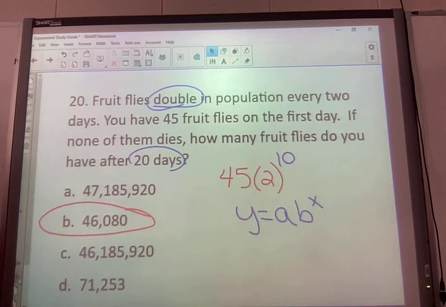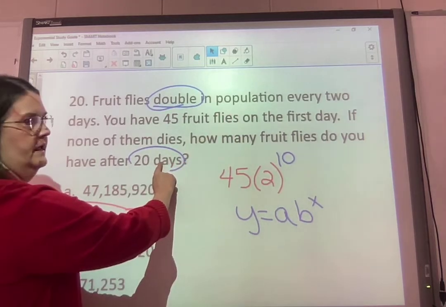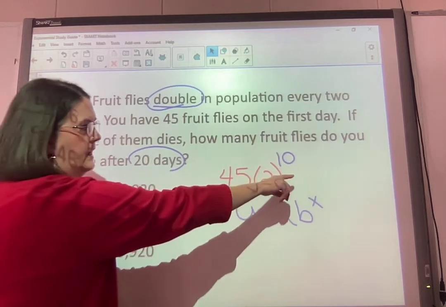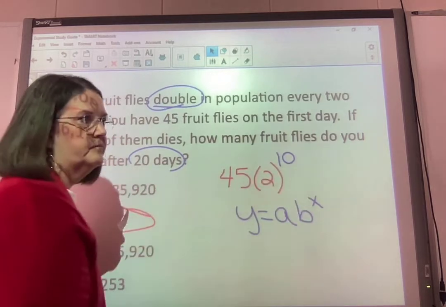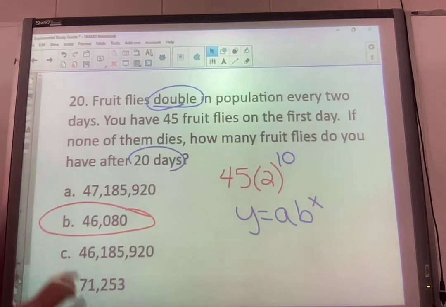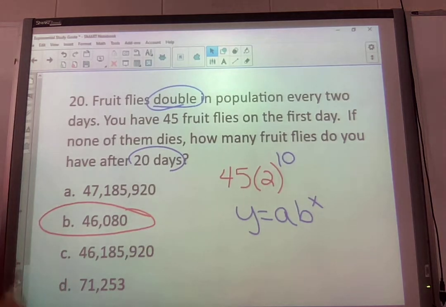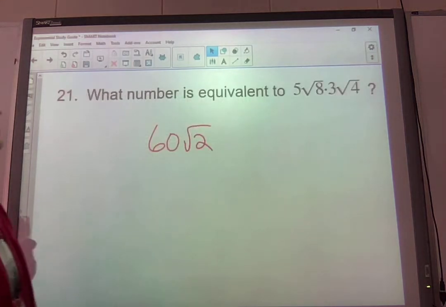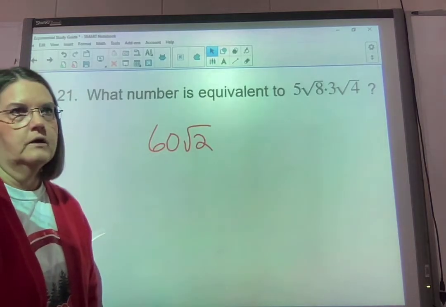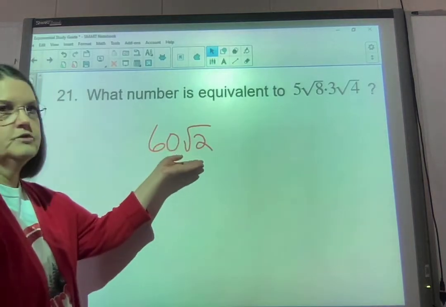All right. I hope you understand why it's 10. It's doubling every 2 days, not every day. If it said doubling every day, you'd put 20. But since it said every 2 days, there's 10 periods where it's doubling. 20 divided by 2 is 10. All right. What number is equivalent to? Literally put that in your calculator. 60 square root of 2.